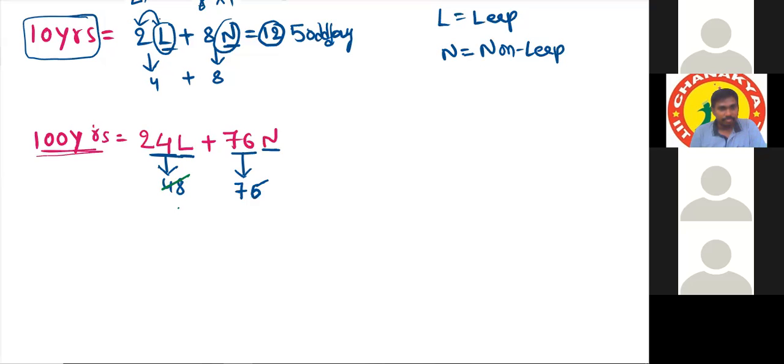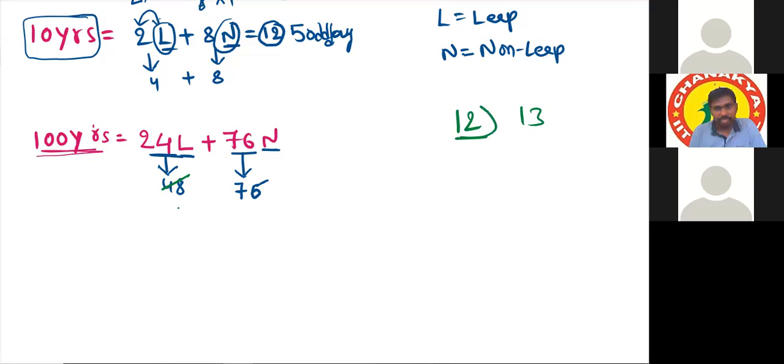Suppose I take two numbers, 12 and another number like 13. So the answer is 5 odd days. Yes, correct. Now take 13. Divide this number by 7. What is the remainder?